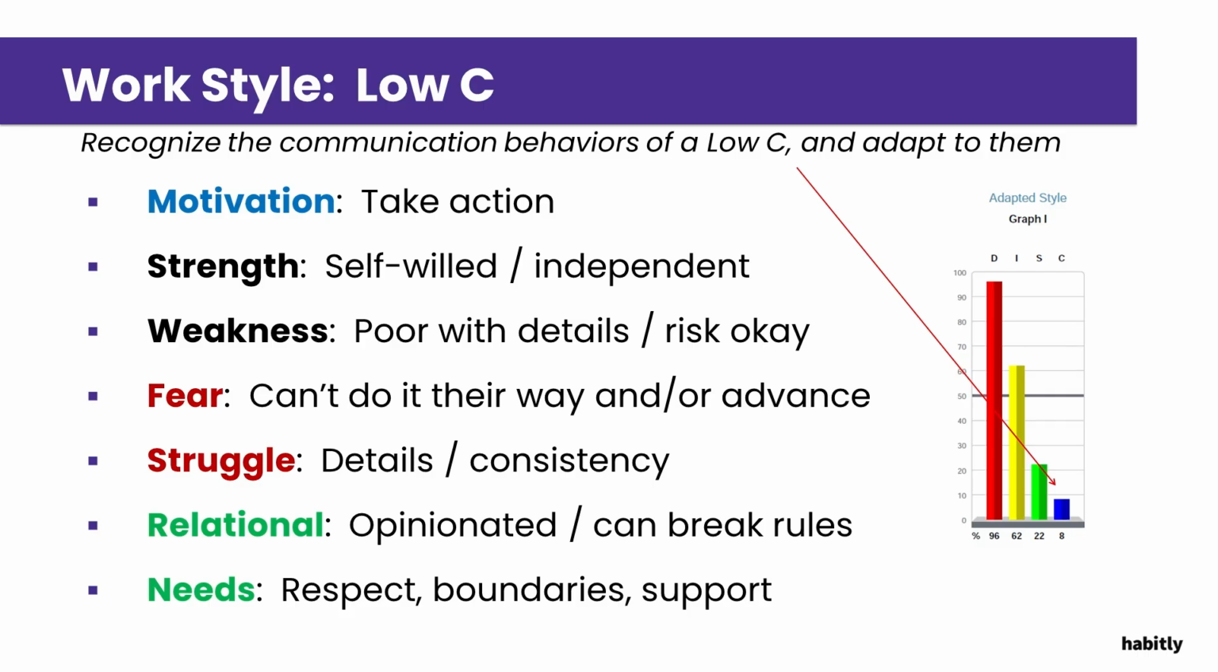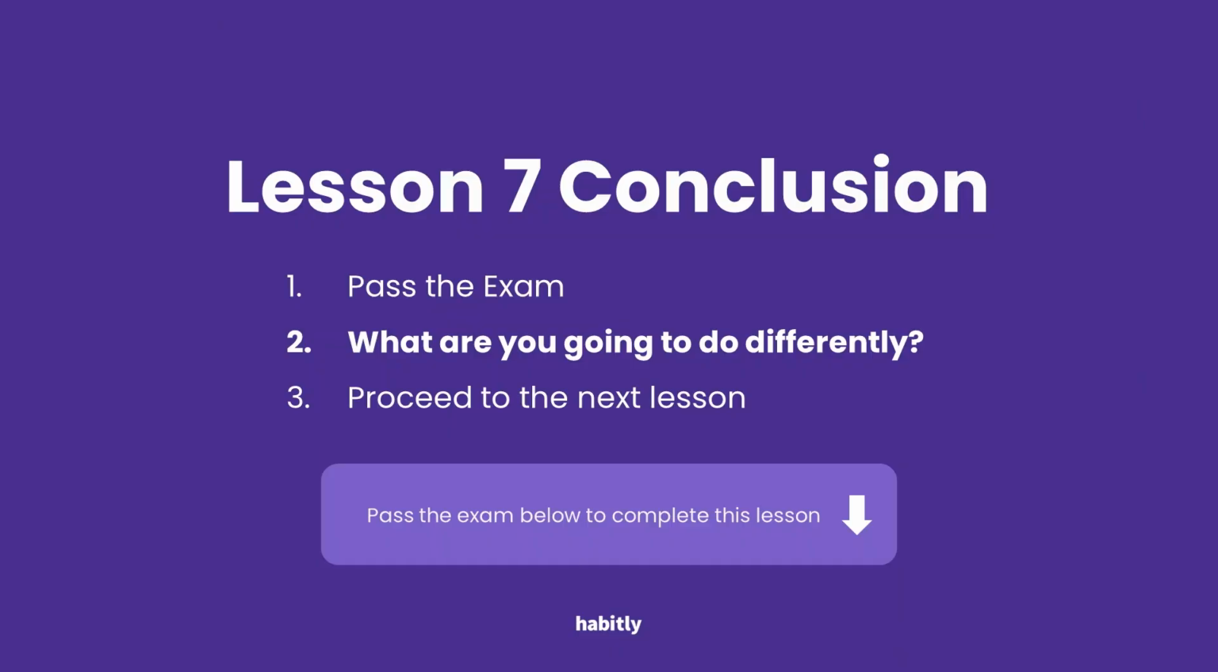Relationally, they're opinionated and can break rules. They need respect, but they also need boundaries and they need support. So you can study these to get a good idea. There will be questions about each of these on the exam for Lesson 7. Consider these questions. Is there something you can learn about yourself or someone with whom you work that you can apply to improve a relationship or improve communication?